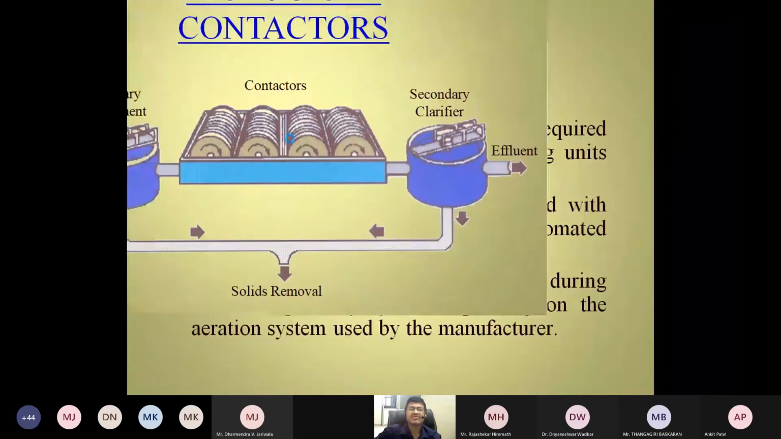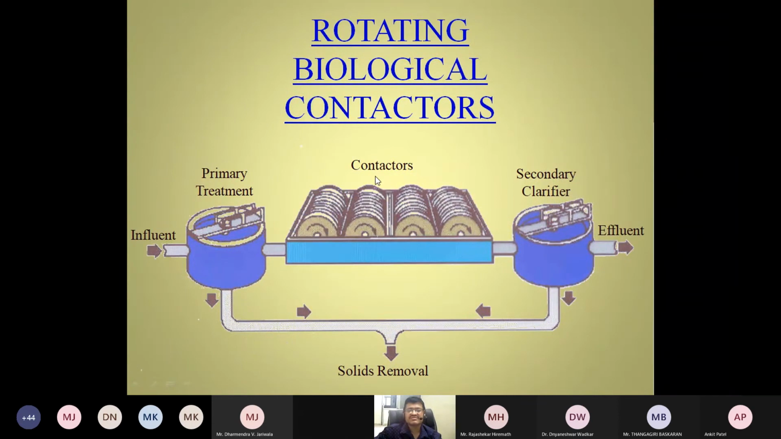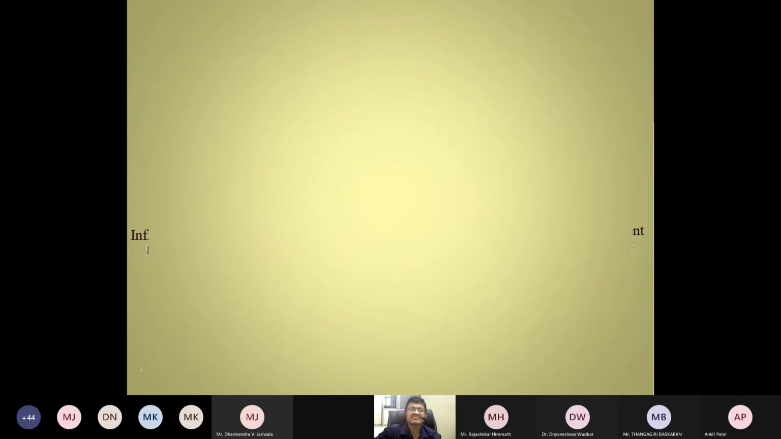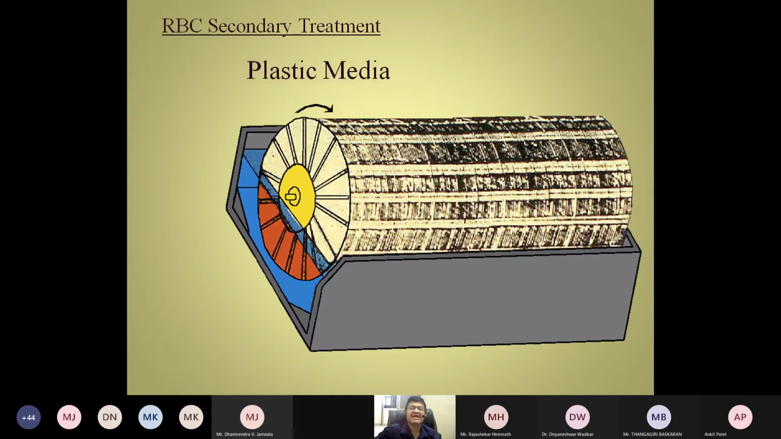Next is the rotating biological contactor, RBC. What is this? This is also the same as the trickling filter, an attached growth process. It means the bacteria is attached to the disc. You can see the discs here. This disc is made of plastic media and it is rotating. This disc will provide a large surface area for bacteria to grow. So bacteria will be attached to the disc, and it is submerged in the water, about 40% submerged and 60% in the air, and it is rotating.